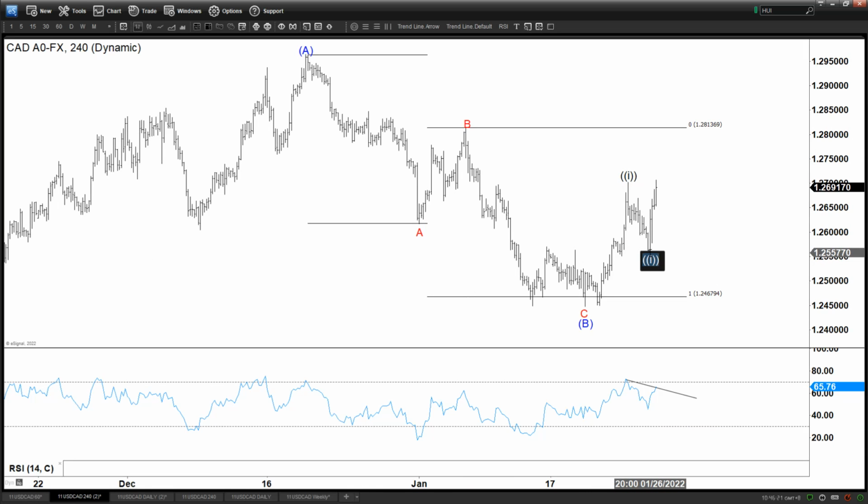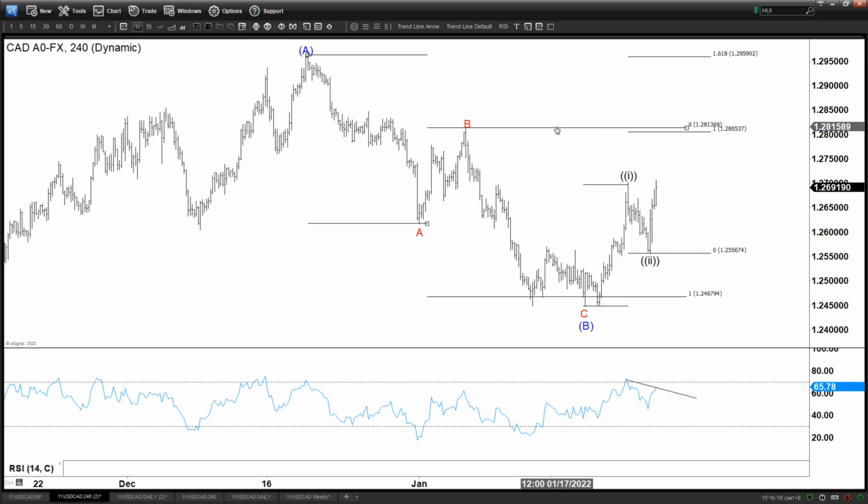Okay, and now we're looking for extension higher. Now if this is here, if this is not below here, then we can potentially count 1, 2, 3, 4, 5, but this is below here, so we have to call it here. And from here, it's obvious this is your connector, and we got 1, 2. So we're looking for a minimum target here at the 100%, which is this 128.05.